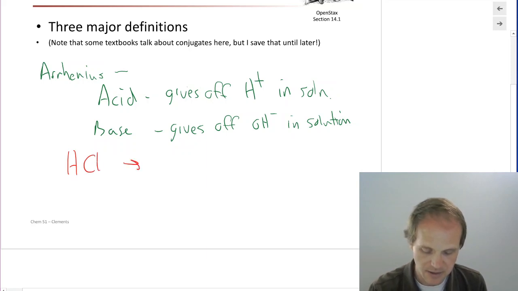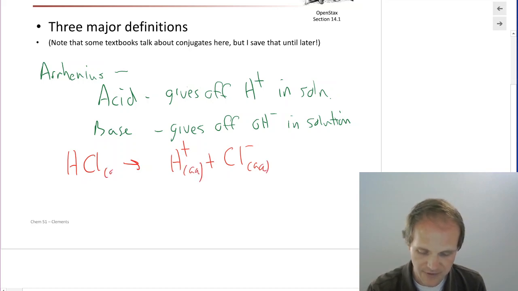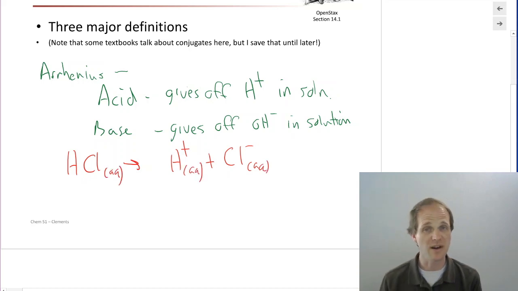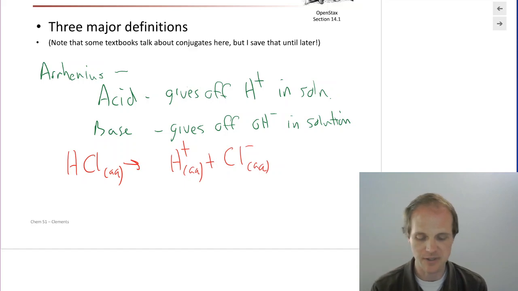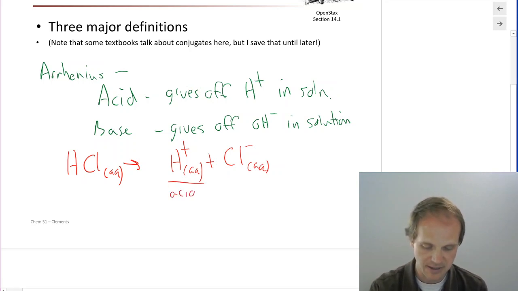So acids, you're all familiar with hydrochloric acid. HCl goes to H plus plus Cl minus, and these are all aqueous, dissolved in water. All of our acid-base chemistry we're going to talk about in water. We're not going to talk about acid-base chemistry anywhere else, so all of this is going to be aqueous. So aqueous HCl falls apart into H plus and Cl minus. Therefore, it fits the Arrhenius definition of an acid, forming H plus in solution.